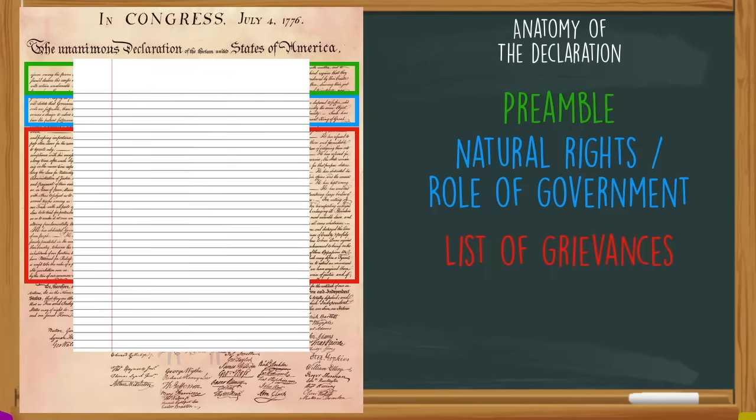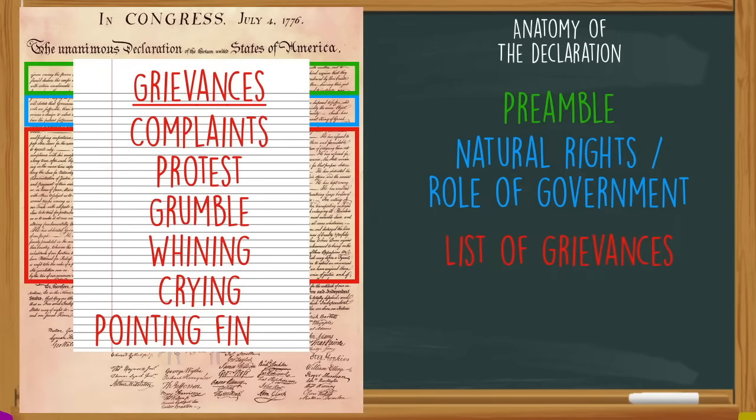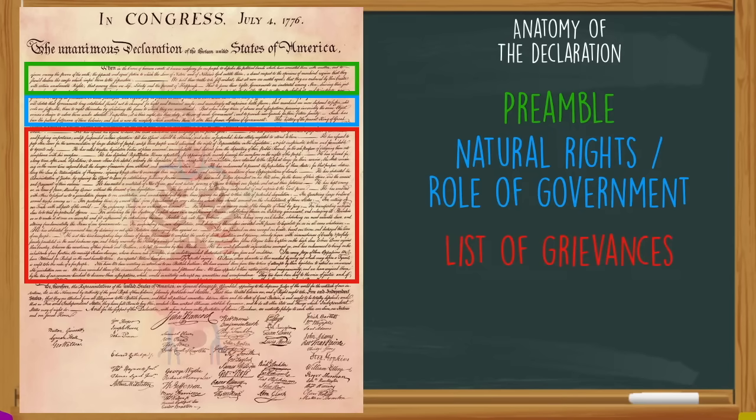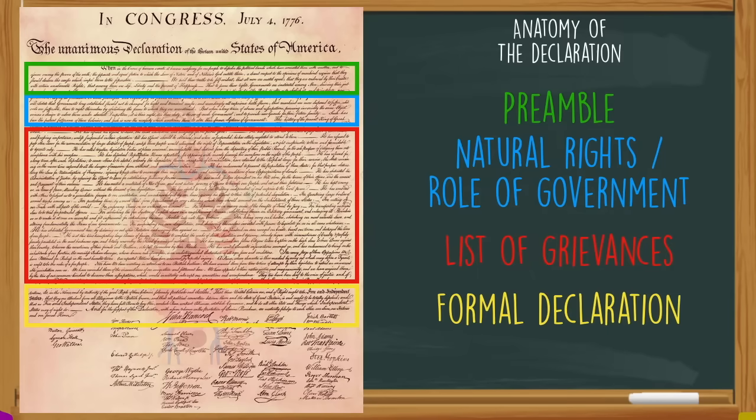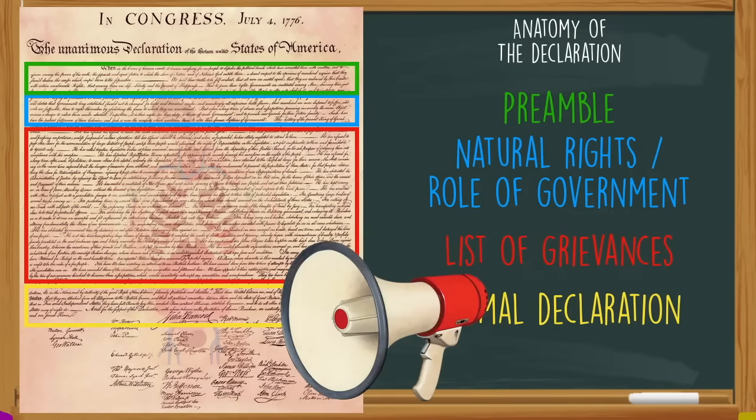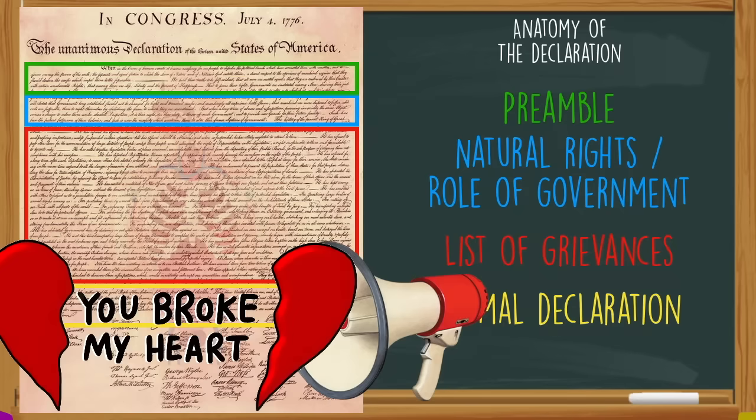And grievances is a really big word meaning to complain. Now there's 28 specific grievances that they list in the Declaration of Independence, and they're wordy. I should point out that this takes up the majority of the document. It's just a big long list of complaints. The last section of the Declaration of Independence is known as the formal declaration. This is where we officially state we are no longer together. We are officially breaking up and going our separate ways.